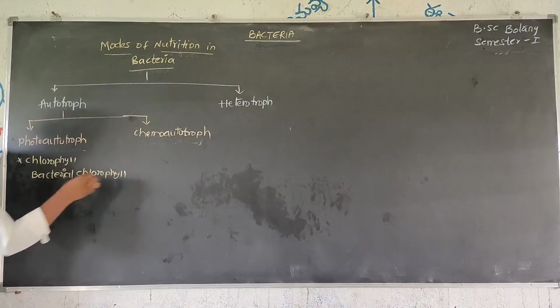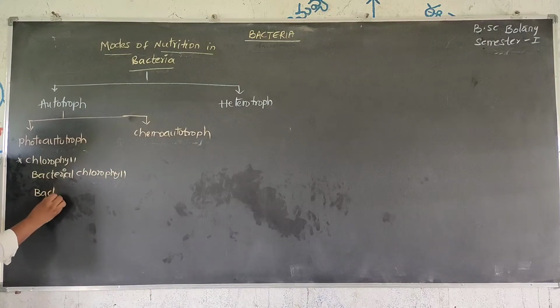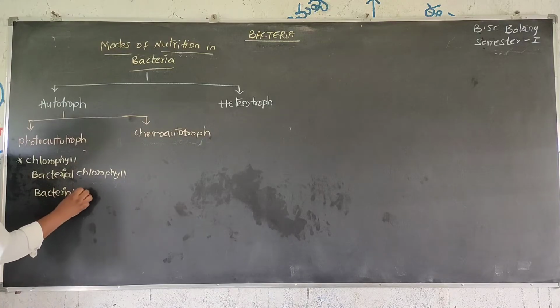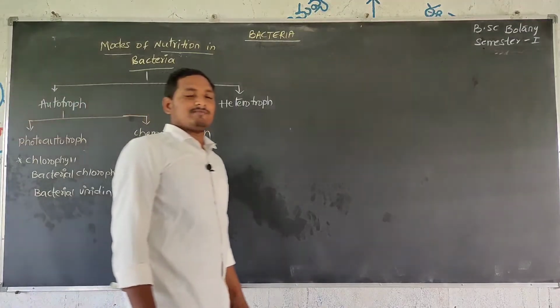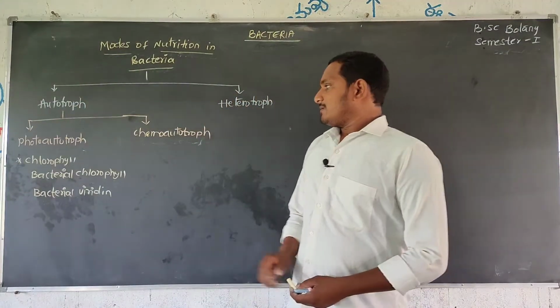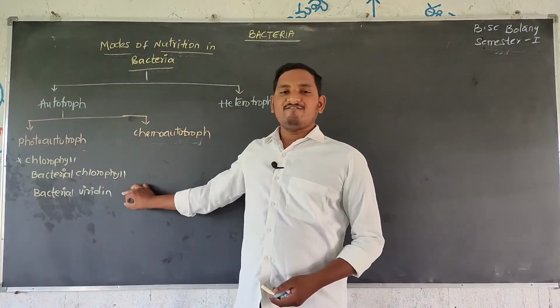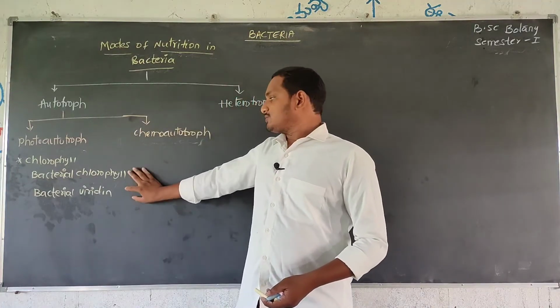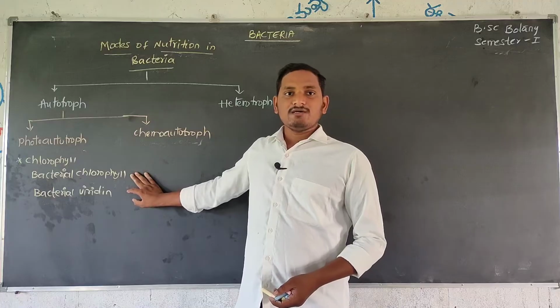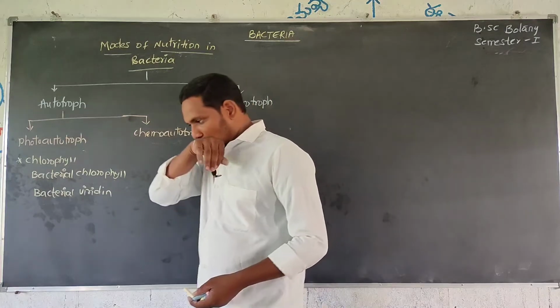and bacterial viridin. These are the two pigments in bacteria. Bacterial chlorophyll and bacterial viridin are the two pigments present in the bacteria. These two pigments capture the sunlight to prepare their own food.